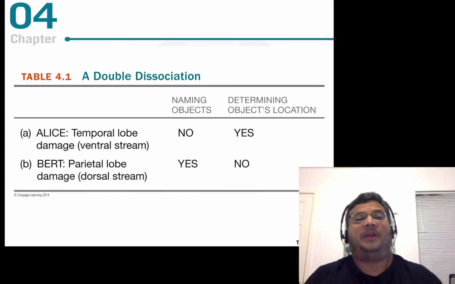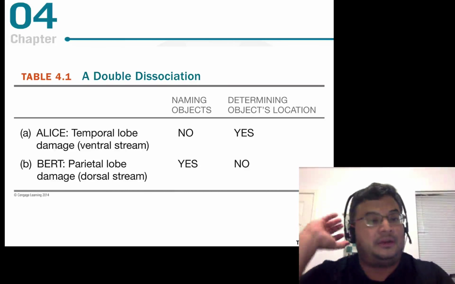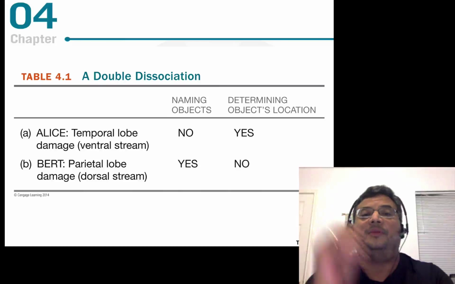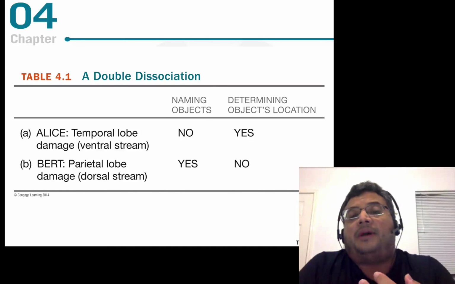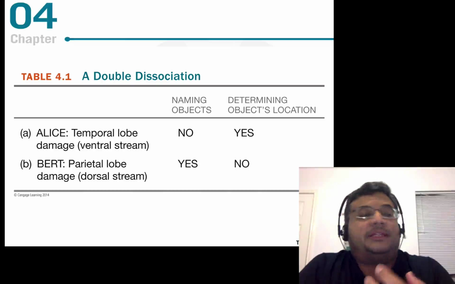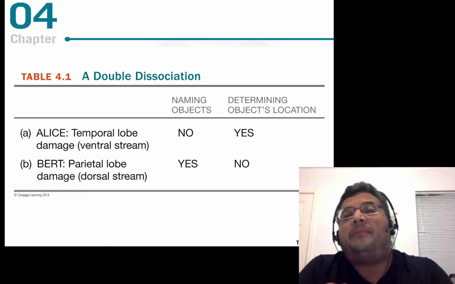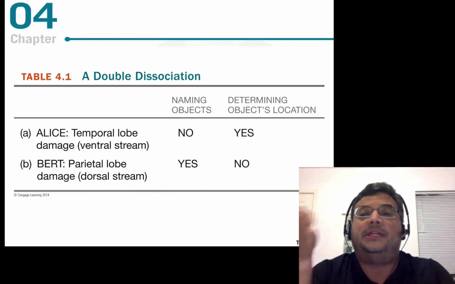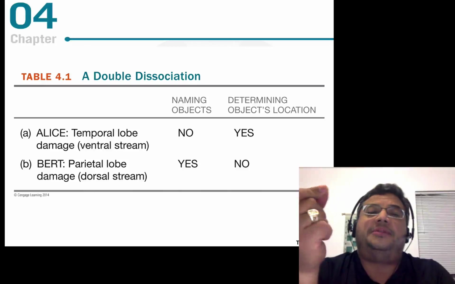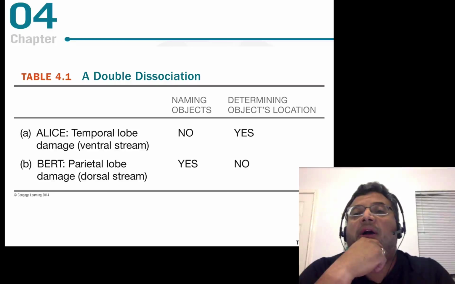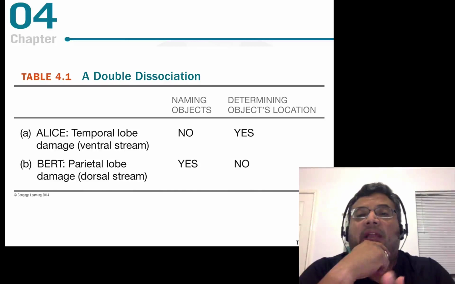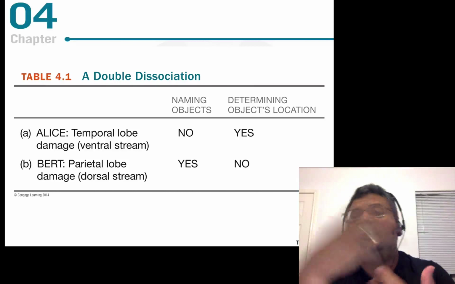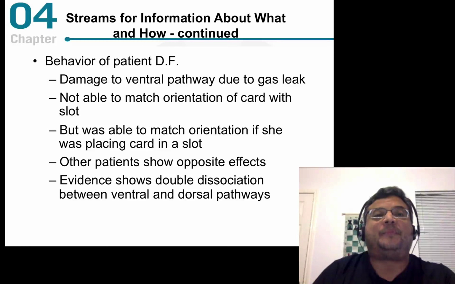Bert, on the other hand, might have parietal lobe damage, the dorsal stream or the upper stream, right? He would be able to name objects. He would be able to say that's a card, right? But he would not be able to determine where that object is. He would not be able to say that object is close to this object, or that object is to my left, or that object is to my right, right? He wouldn't be able to do that.